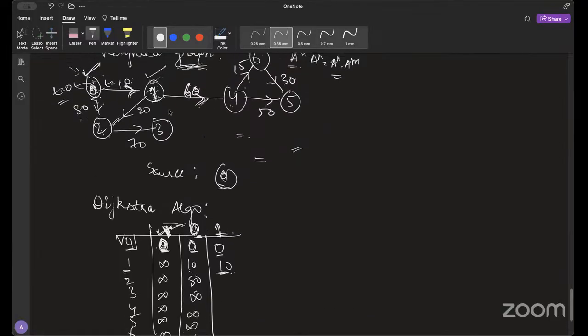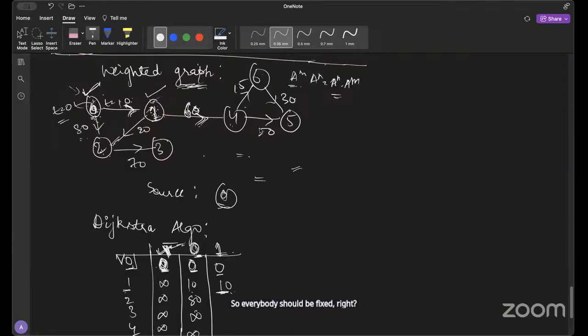Student: So what you're doing here is, the vertex will be fixed, right? Teacher: Okay, but let me just complete this first and then you can ask doubts. Let me just complete this thing first.